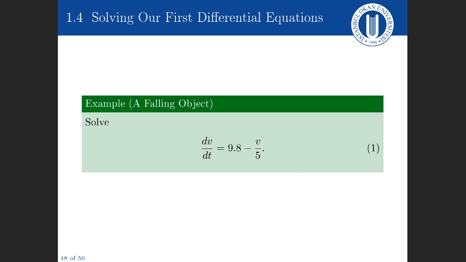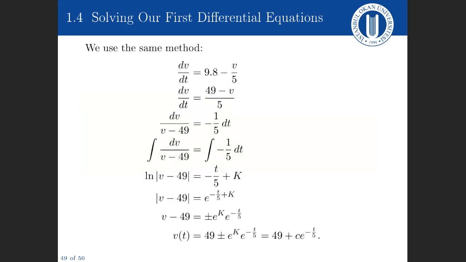Now let's do the same thing for the falling object equation. dv/dt is 9.8 minus v over 5. We're going to do the same method. We're going to separate the variables. We're going to move all of the v terms to the left and all of the t terms to the right. Then we're going to integrate both sides, and then we're going to rearrange to solve for v. And the calculation looks like this. Just have a look through this before I talk about it.